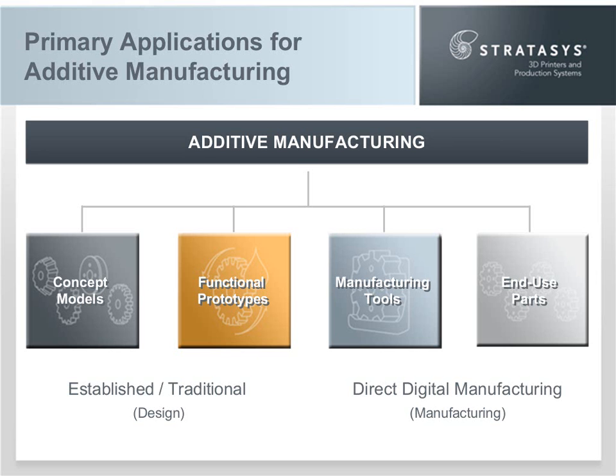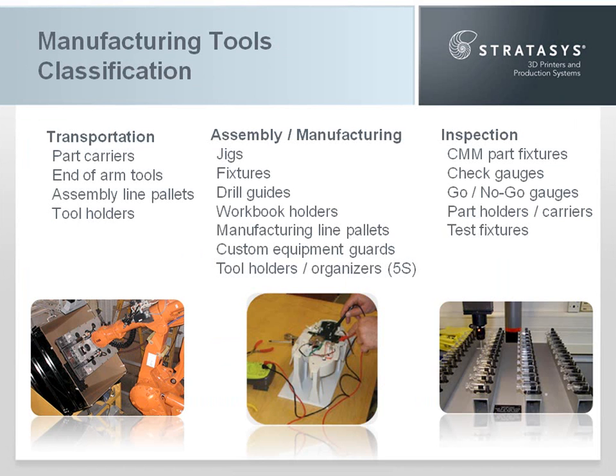So let's focus on the manufacturing tools side. Manufacturing tools covers a very broad range of items used for a variety of purposes, but all to make products. It could be anything from patterns or molds to inspection fixtures, but today we're going to focus mainly on different types of jigs and fixtures. Because this is a broad range of tools, we've broken out 3 separate categories.